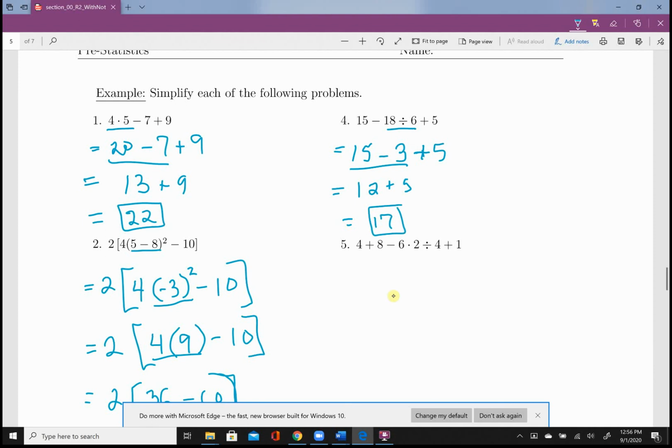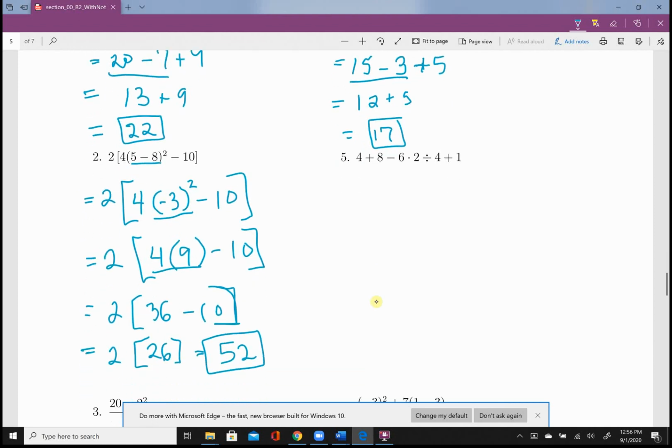Moving on to number 5. The first item that we want to do is this multiplication here, because among all of the operations present, it's going to have the highest ranking. And I mean, among multiplication and division, multiplication came first from left to right, so that's why I'm doing it first. Not because in PEMDAS M comes before D. That's not why I'm doing this. What's 6 times 2, everybody? It's 12.